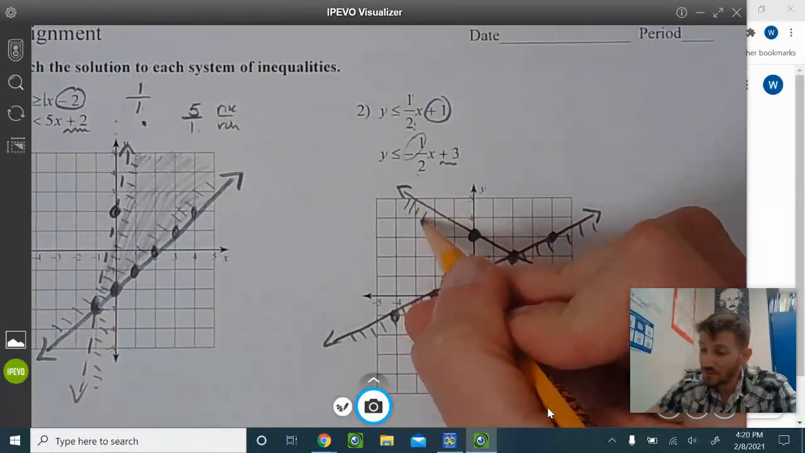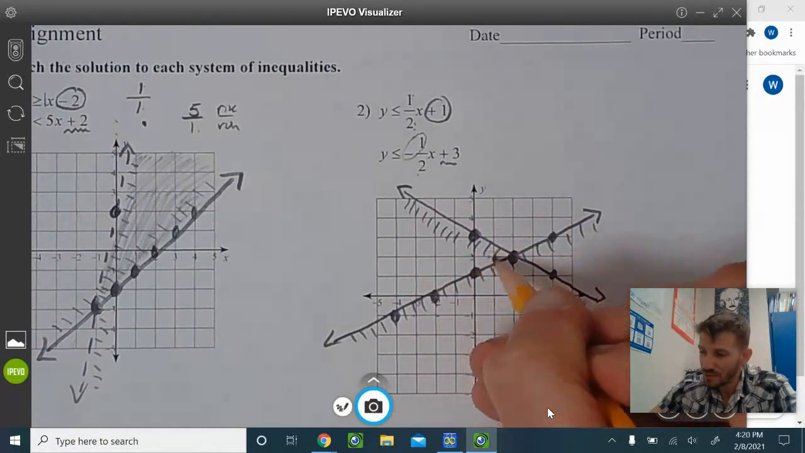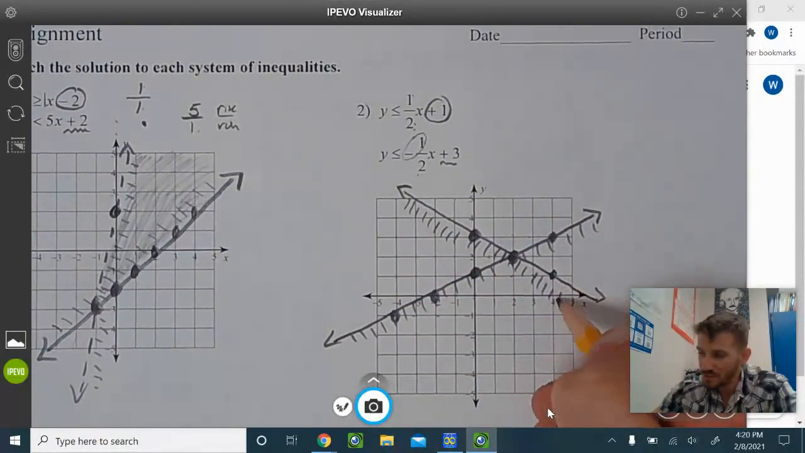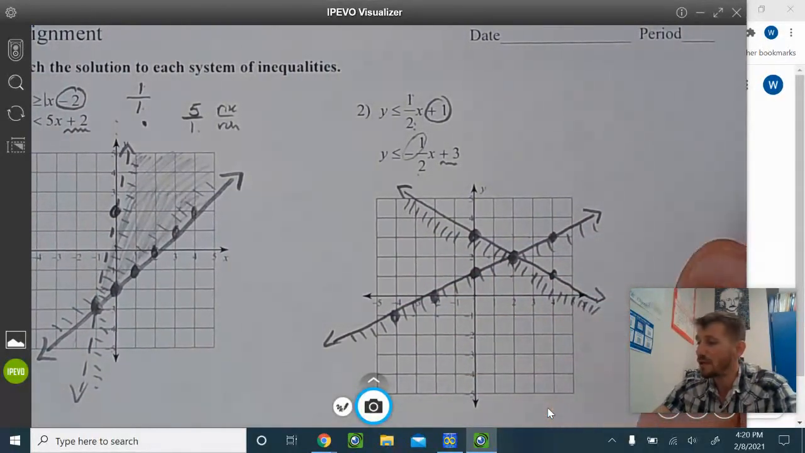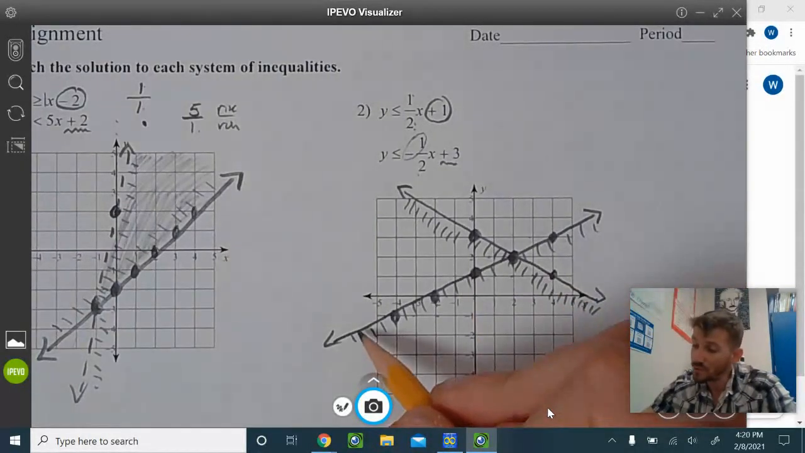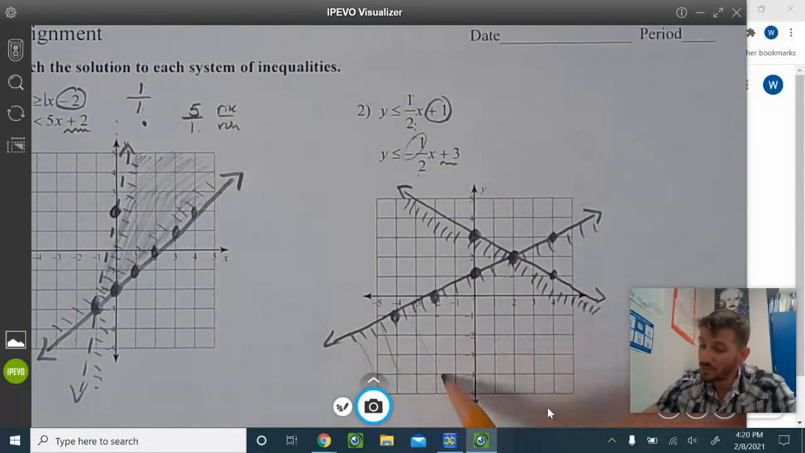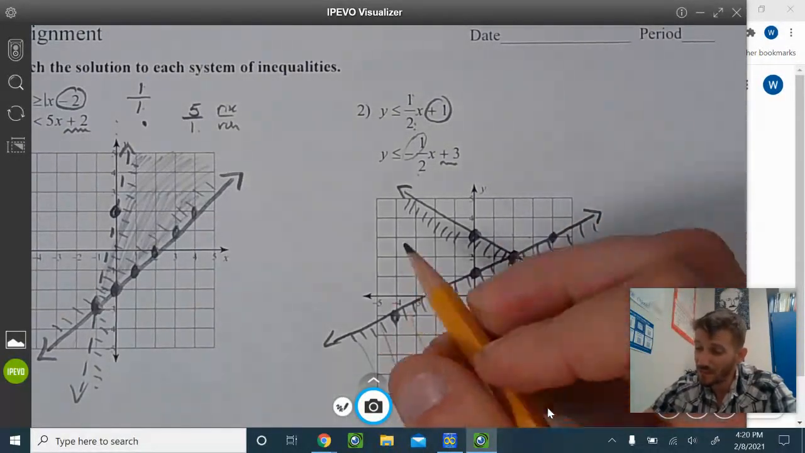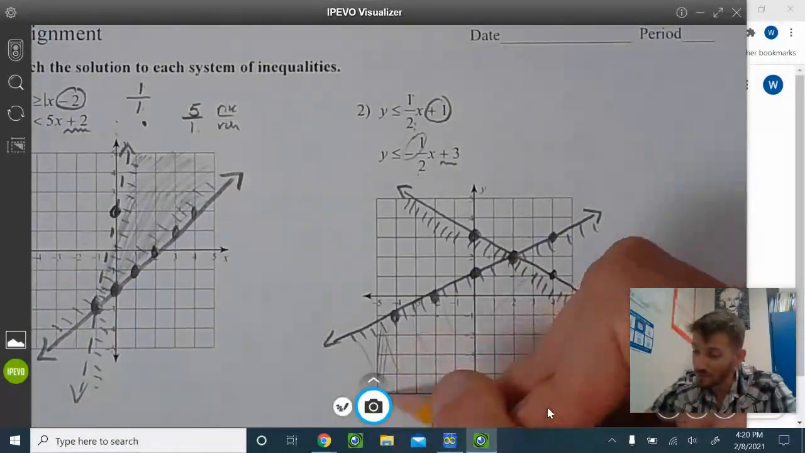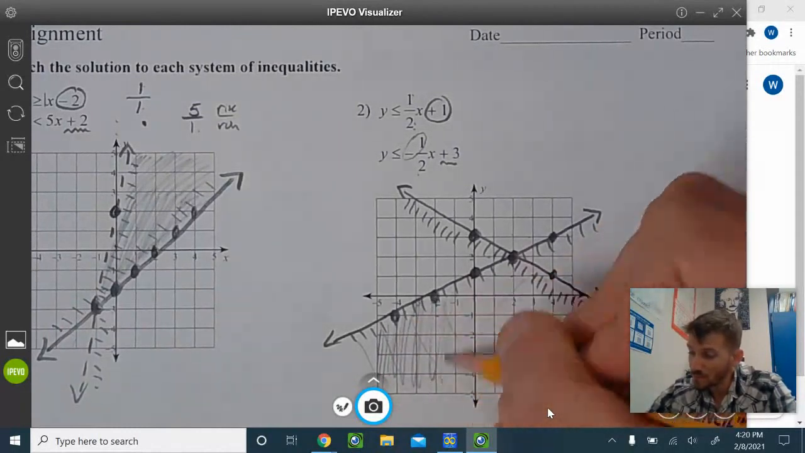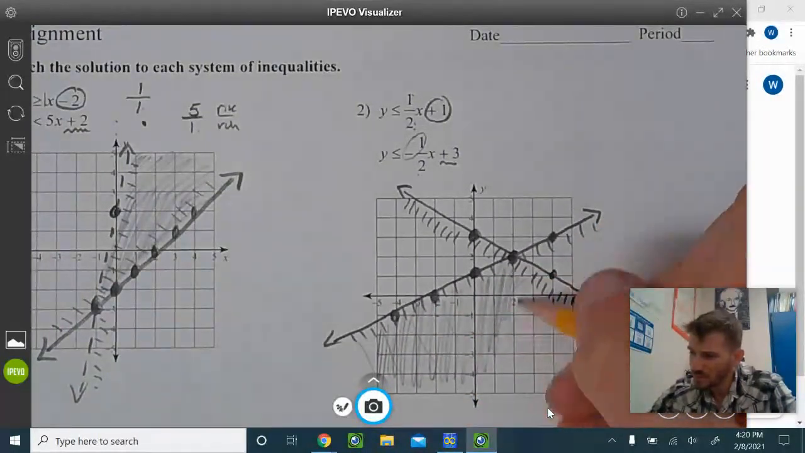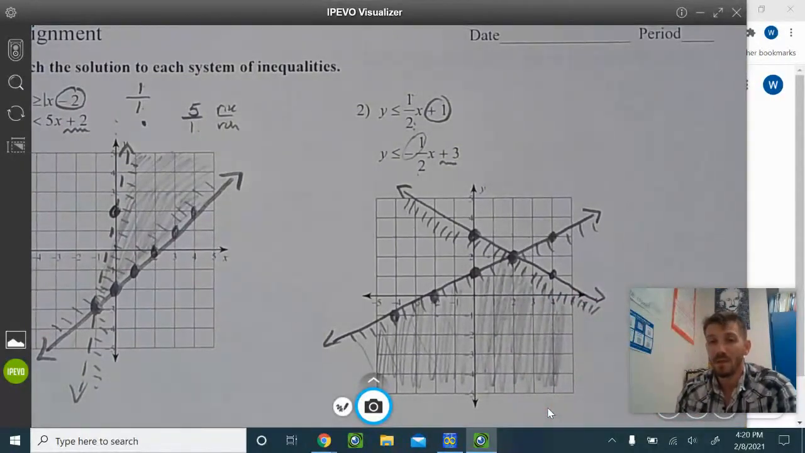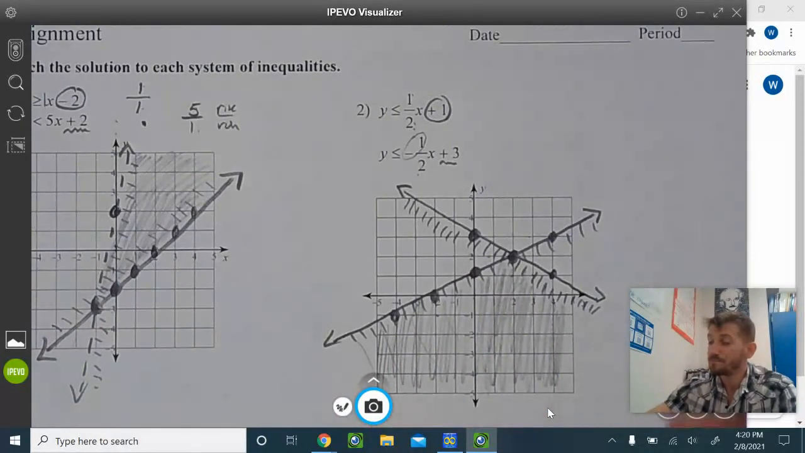So here's my graph. Using the less than, we're shading down. So the question is, what part is shaded in common? Well, this part is shading downwards and this part is shaded downwards. So it is everything right here that they both have in common. So I'll lightly color that in, not to overdo it. Any point that is in this shaded region is a solution.